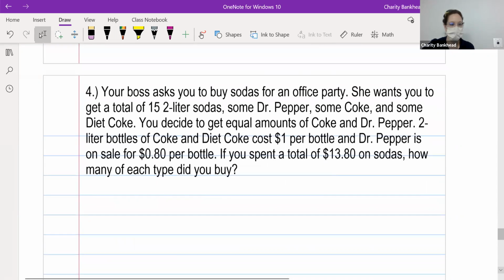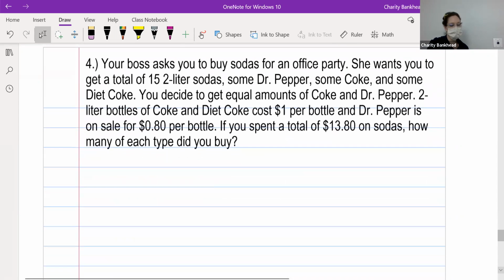All right, number 4 says, your boss asks you to buy sodas for an office party. She wants you to get a total of 15 2-liter sodas, some Dr. Pepper, some Coke, and some Diet Coke. You decide to get equal amounts of Coke and Dr. Pepper. 2-liter bottles of Coke and Diet Coke cost $1 per bottle, and Dr. Pepper is on sale for 80 cents a bottle. If you spent a total of $13.80 on sodas, how many of each type did you buy?